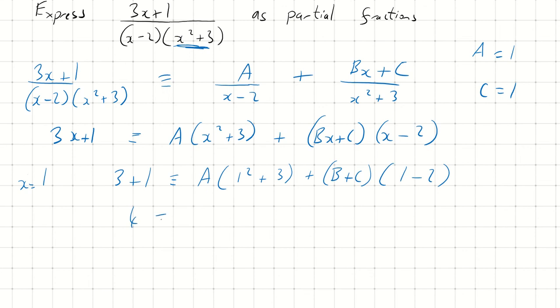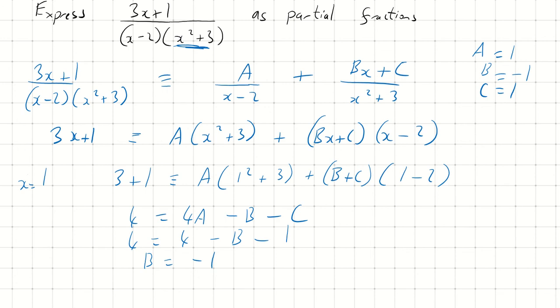So 4 equals 4a, since 1 squared plus 3 is 4, plus, 1 minus 2 is minus 1, so we get minus b minus c. We know a is 1 and c is 1, so we get 4 equals 4 minus b minus 1. The 4's cancel out, and we get b equals minus 1. So again, I'll write this at the top: a equals 1, b equals minus 1, c equals 1.